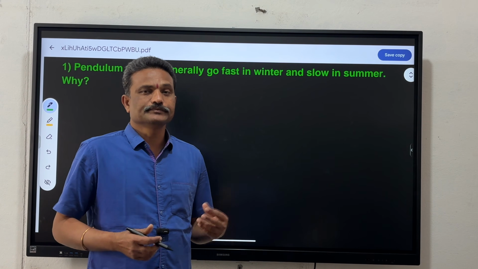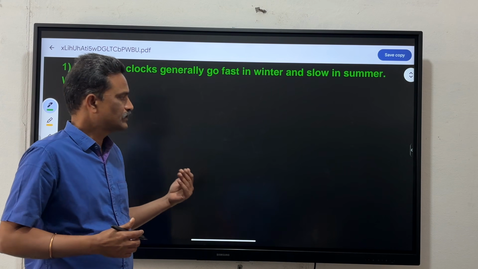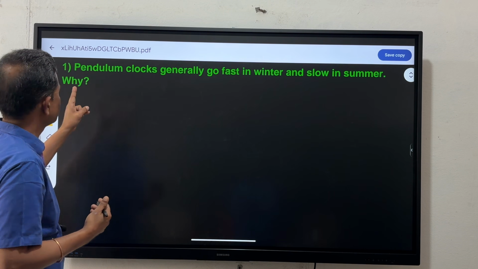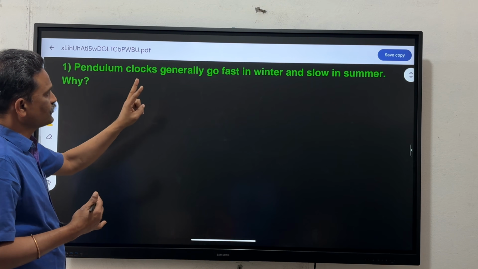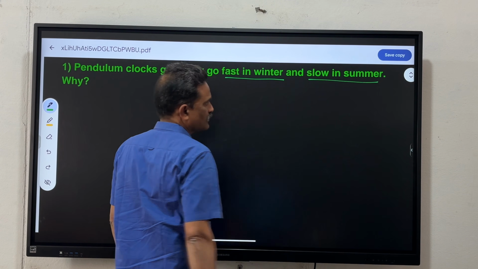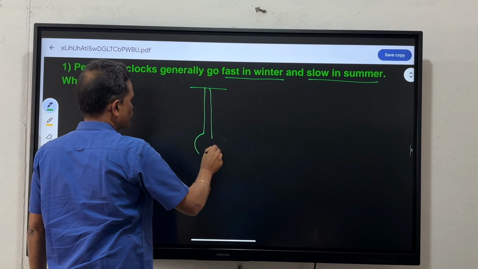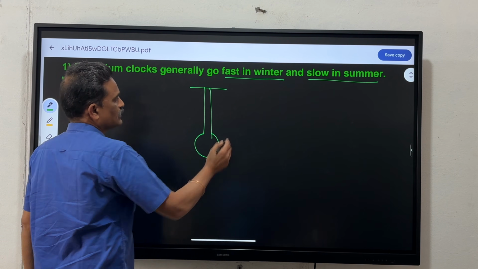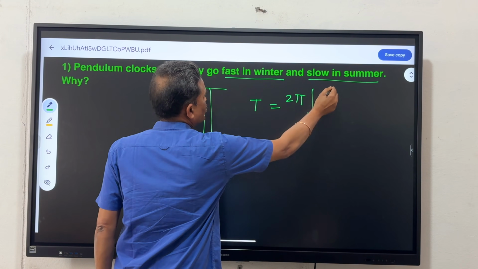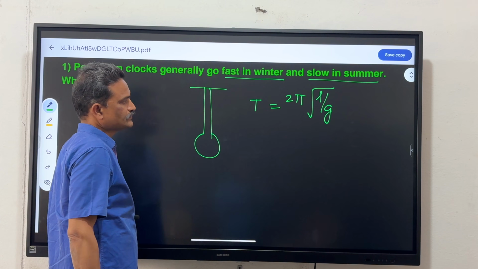We will discuss short answer questions carrying 4 marks related to heat and kinetic theory of gases. Among those important 4 marks questions, the first one is: pendulum clocks generally go fast in winter and slow in summer. Why? That is the question. So a pendulum clock is this type of clock. It is nothing but a simple pendulum. The period of oscillation of a simple pendulum is given by T is equal to 2 pi root L by g. This is the formula.